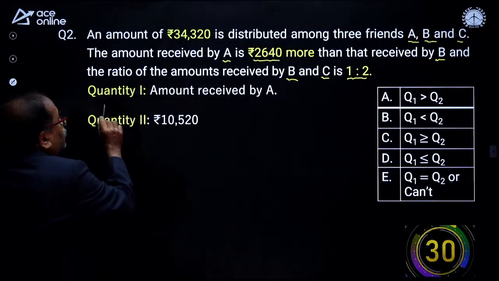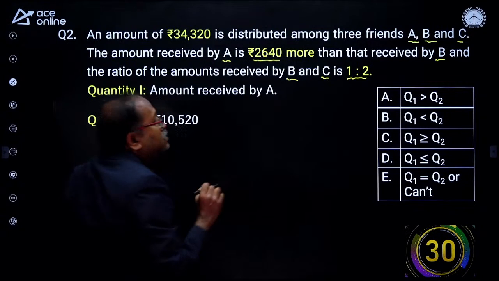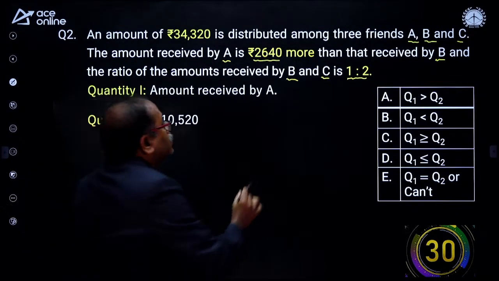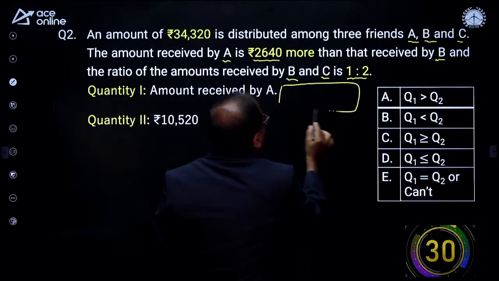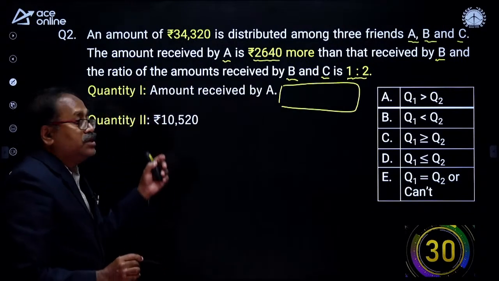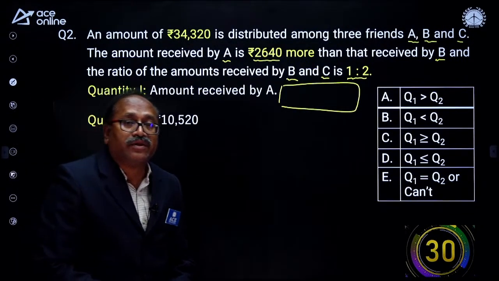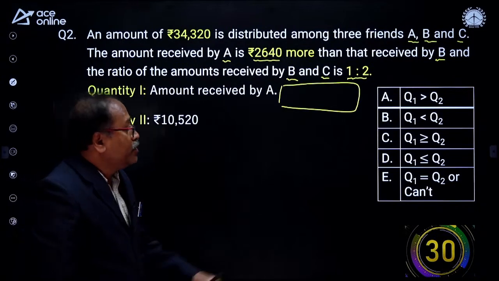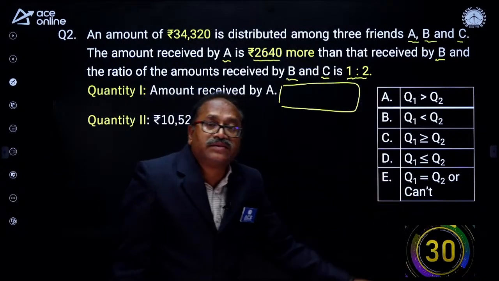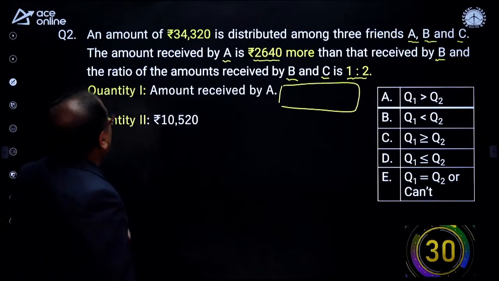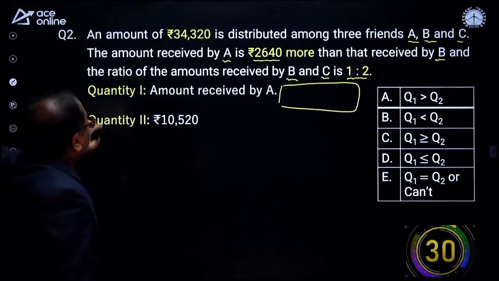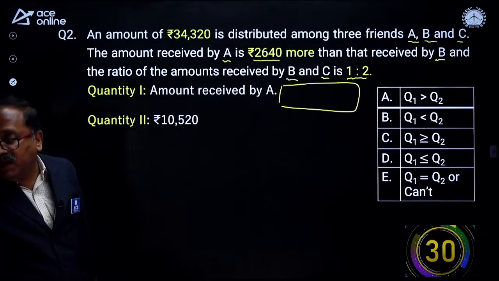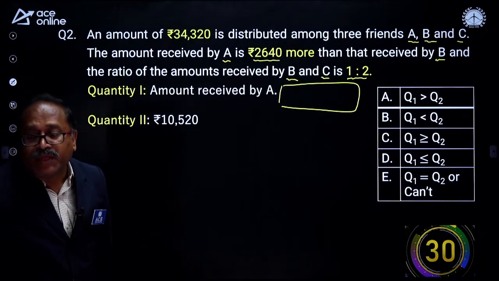Now, the quantity 1 says the amount received by A. This will be my quantity 1. And the quantity 2 is 10,520. You need to find out what relation exists. So, look at this part. Let me do the part of it, and after that I will give it to you.